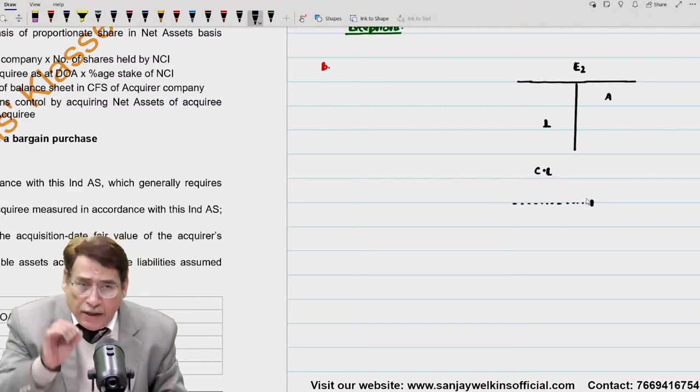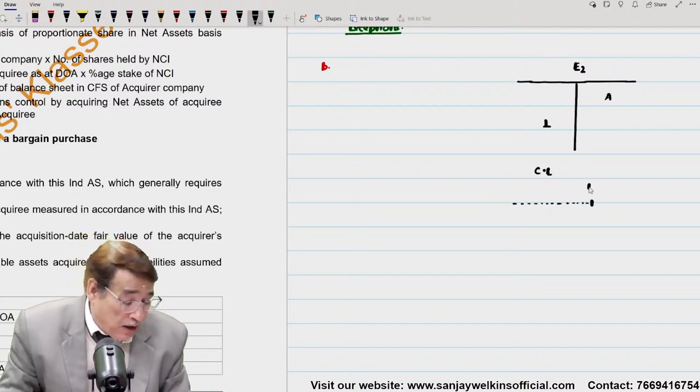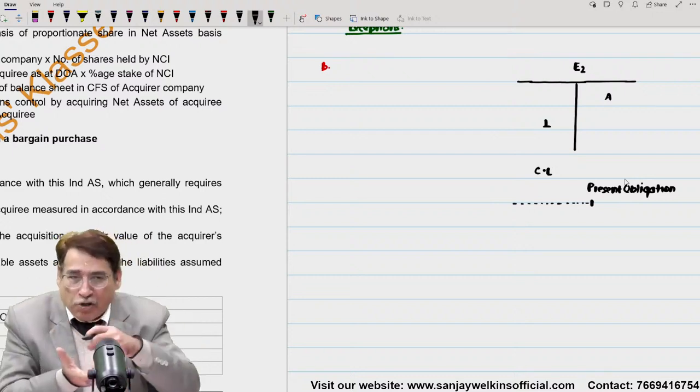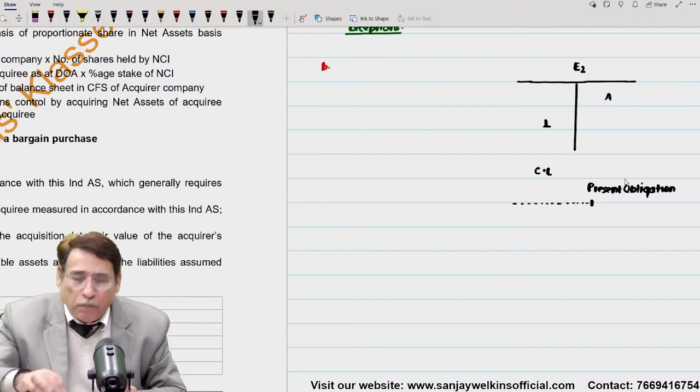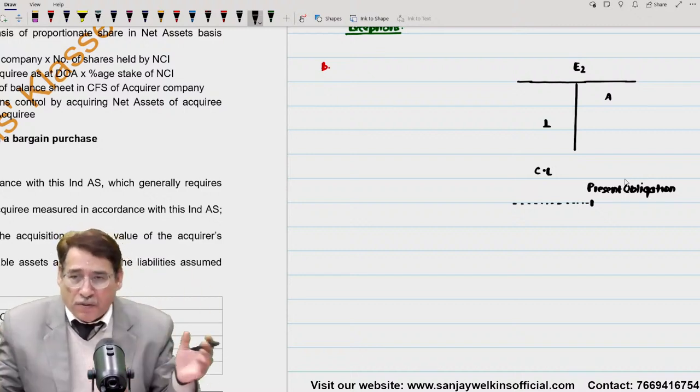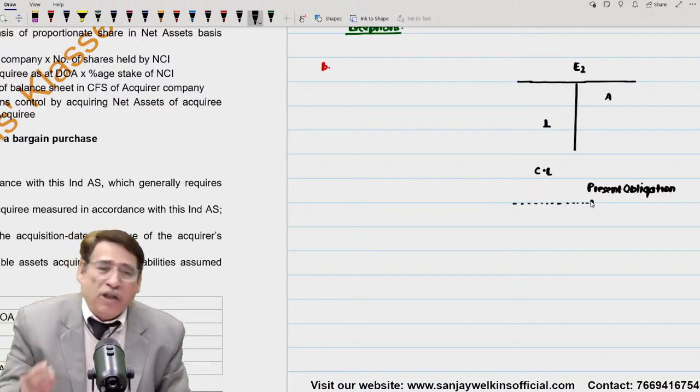I am at the end of the accounting year and there is some obligation. That obligation on the reporting date is known as a present obligation. Any obligation on the reporting date is known as a present obligation. Obligation means you have some sort of pressure, some sort of foundation, because you have to oblige something. You are under some sort of pressure, correct? There is a present obligation.